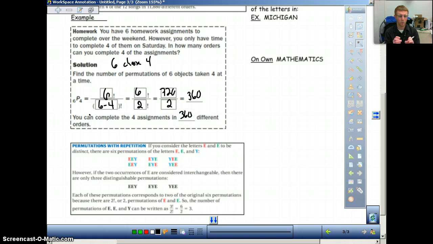So it's not just about which 4 assignments you're doing. Because we're doing permutations, order matters. So if we just labeled it as assignment 1, 2, 3, and 4, that is one order. But if you did it 4, 3, 2, 1, that is a separate order. That's why there's so many different ways that you can do it in different orders.